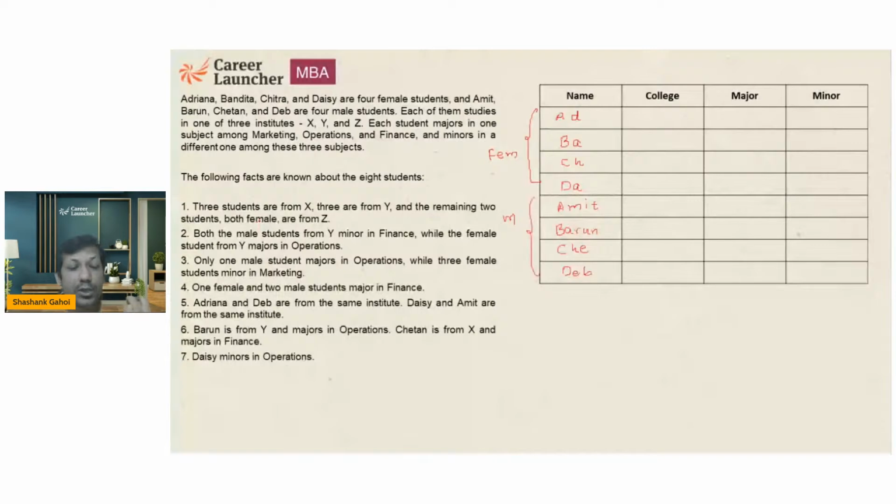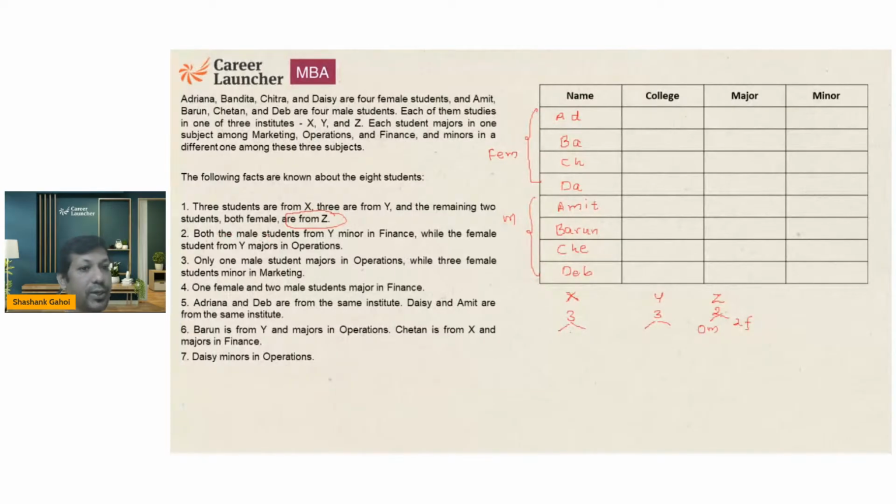Now it is talking about colleges, majors, and minors. Okay, so if I'm talking about college X, it says there are three students, and from Y there are three students. So the remaining Z are two students, right? And basically it is saying both are females, so I am going to get two females and zero males. Again here I am going to get some females, some males.